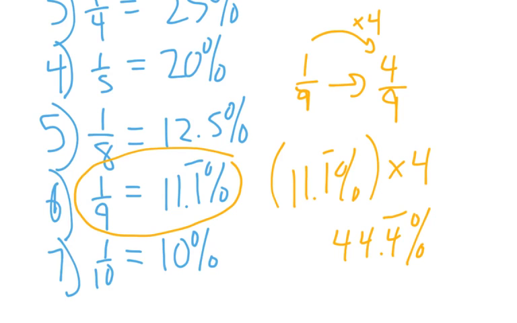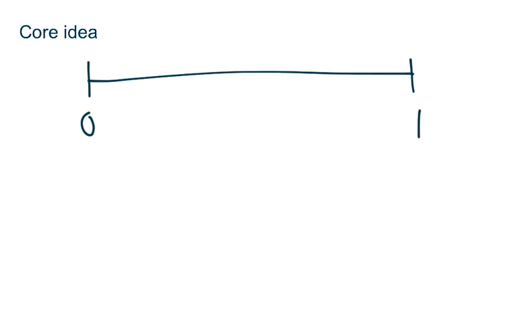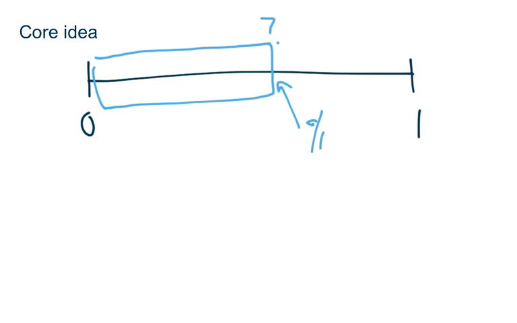Okay, finally, let's talk about a big core idea with percents. So percents like to limit everything between 0 and 1 on a number line. And what we're talking about is how far we're going on this number line. That's what the percentage is getting at, how far are we going on a number line between 0 and 1.